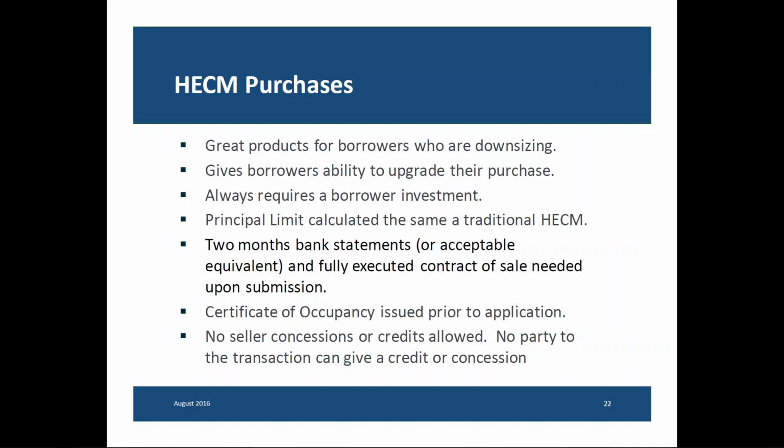It also gives the borrowers an ability to upgrade their purchase. So this is something that a builder might be interested in. If they're looking to buy a new home that's being built, it may give them the ability to add some upgrades to that house. It always requires a borrower investment. The principal limit is calculated the same as the traditional HECM. We do require 2 months of bank statements or acceptable equivalent, and a fully executed contract of sale is needed upon submission. A C of O has to be issued prior to the application, and there are no seller concessions or credits allowed. No party to the transaction can give a credit or concession.